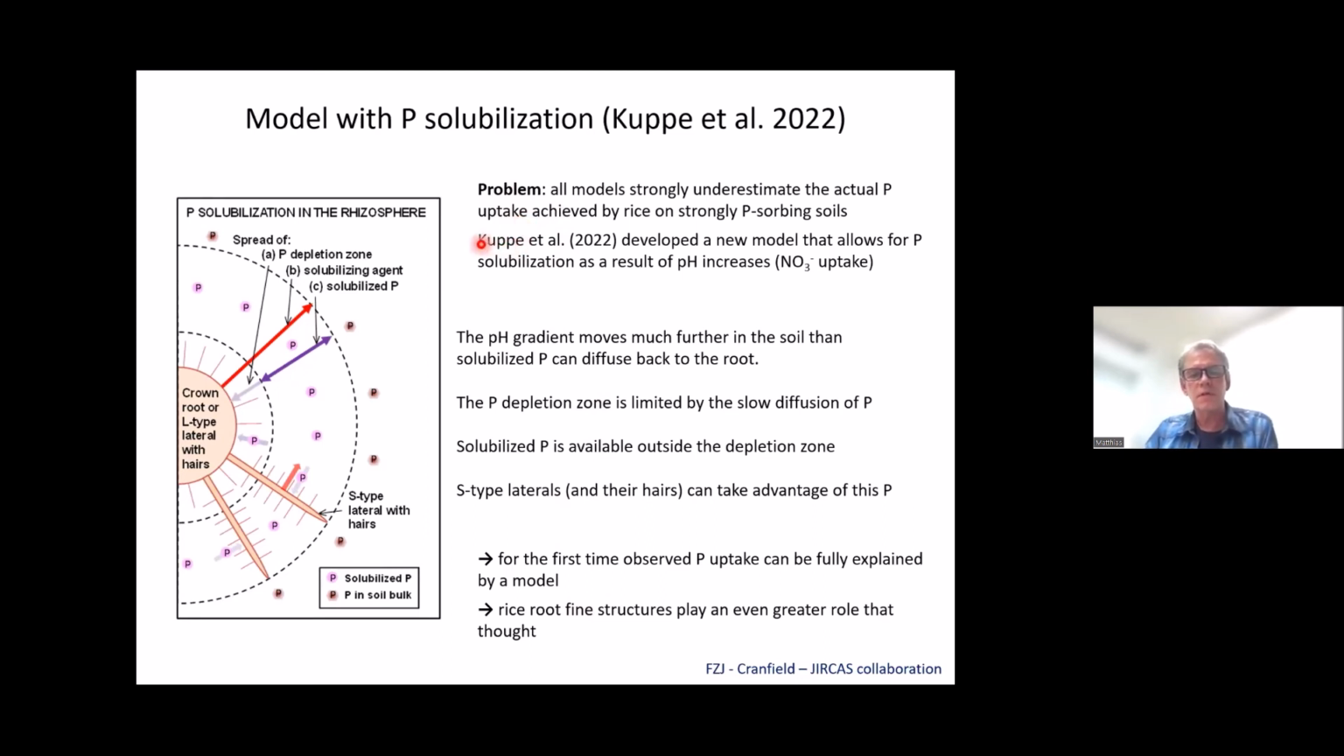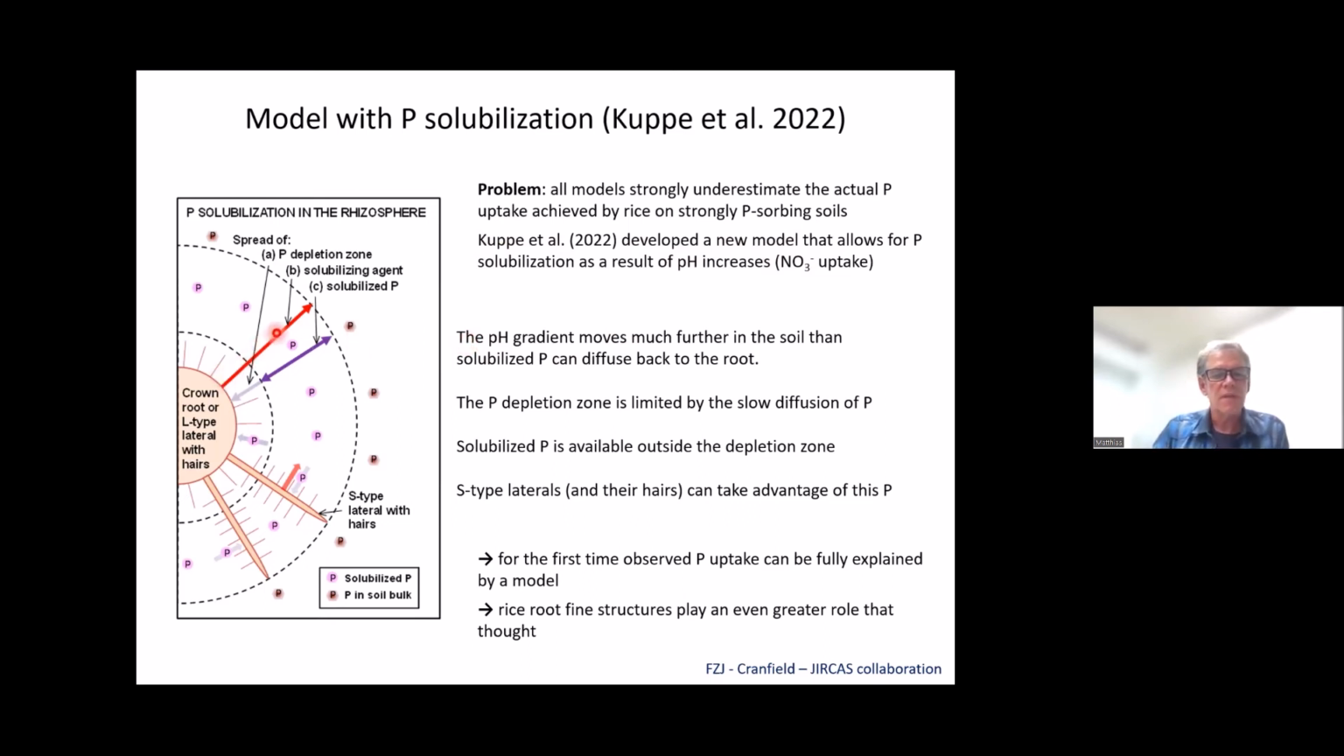Christian Kuppe, who is in Jülich, working with Johannes Postma, developed a new model that allows for solubilization of P as a result of pH increases. And the pH increases because we assume that plants take up nitrate in excess of ammonia, and then to balance the negative charge, the pH will increase. And then the important point is that the pH gradient moves much further in the soil than the solubilized P can diffuse back to the root, and that is shown here.